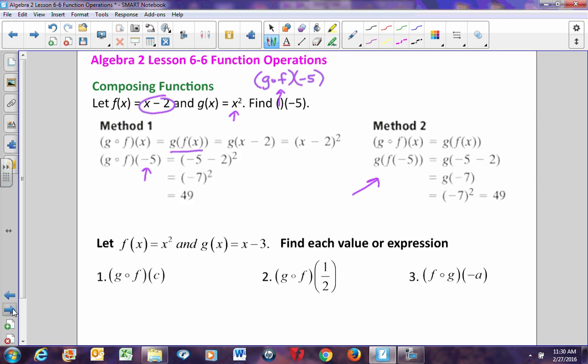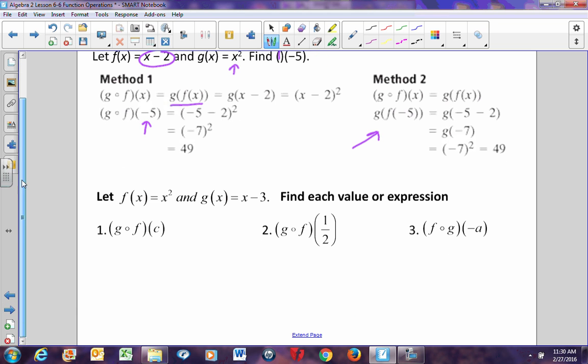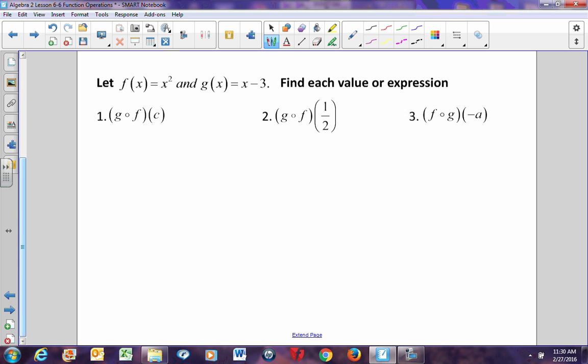I don't care which method you use as long as you're good at it. I'm only going to work with method 2, so if you're going to watch examples, you're only going to see me do method 2, because it's the only method I'm really, really good at. I mess up method 1 every time. Okay, so now let's let f of x be x squared and g of x be x minus 3. We're going to find g of f of c. And you might go, what? Now we're going to put in c's in the things.